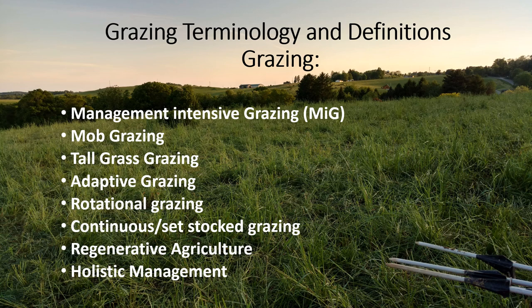That to me is a rotational grazing system where we're just rotating based on the calendar. And then continuous or set stock grazing. When we talk about continuous, we're talking about an area where the animals are just out there loose. There's no real rotation to it. They may be there season long. They may be there month long.